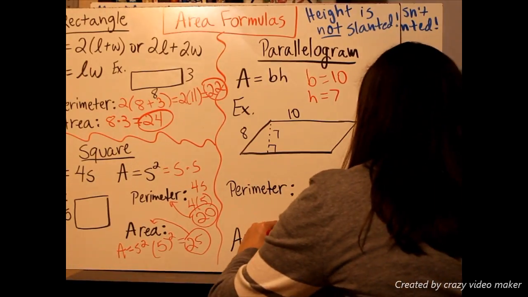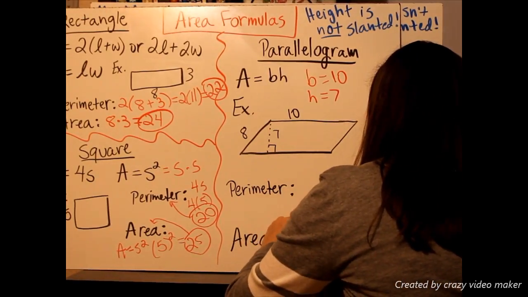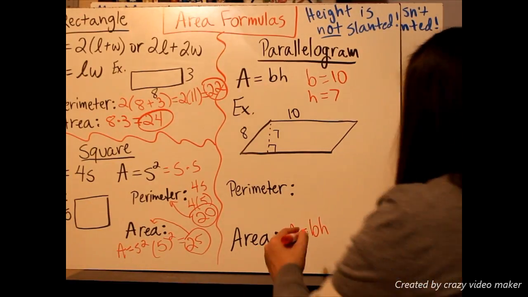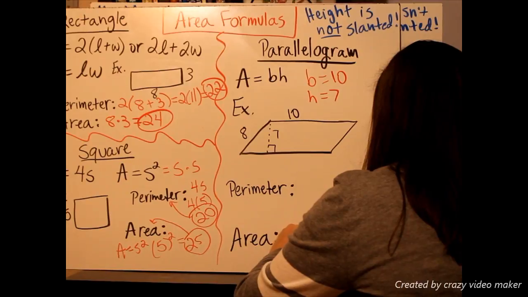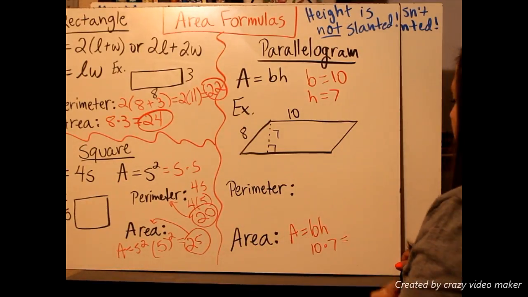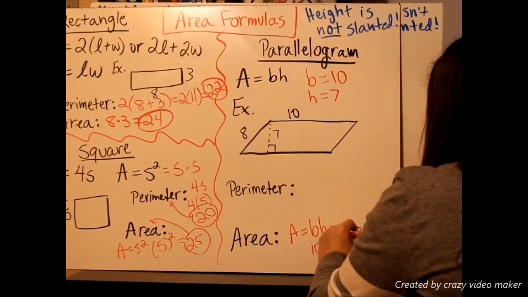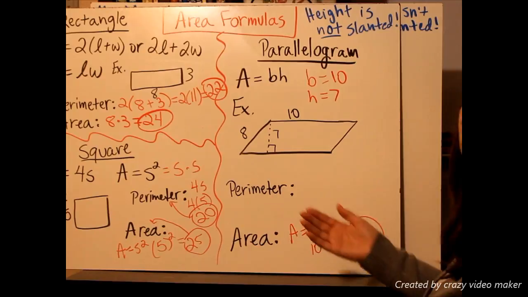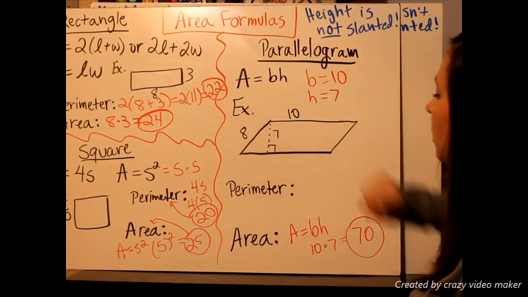Area equals base times height. Now we plug in. Base is 10 times our height, which is 7. 10 times 7 is 70. So our area is 70 square units. We don't know the units because they don't tell us. They just put numbers here.